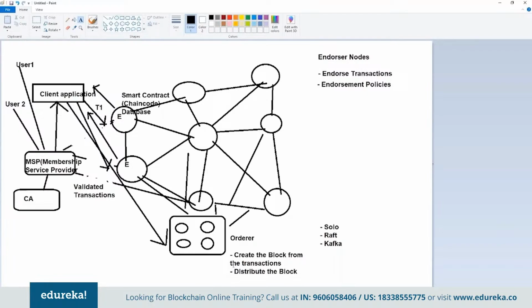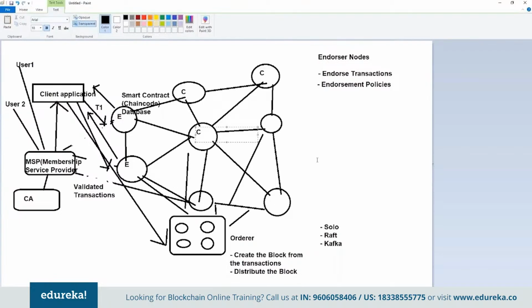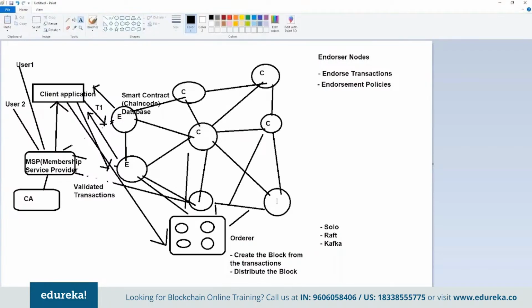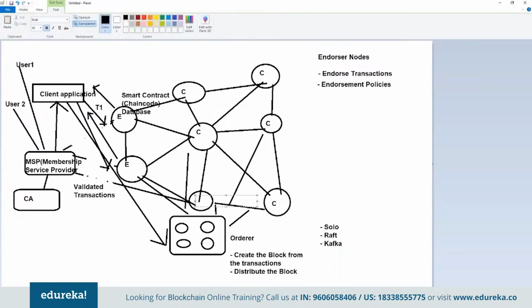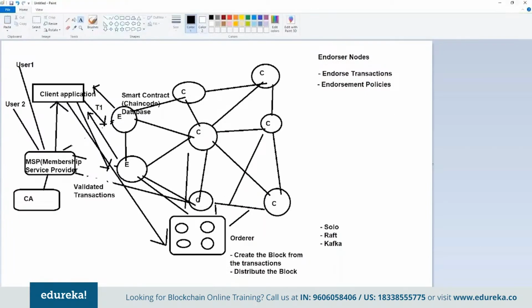Now, these blocks will be received by the endorser also. These blocks will be received by these nodes. Now, these nodes are known as committer nodes. What they will do is they will get the block from the ordering service. They will verify whether the transactions that are part of that block are endorsed by the endorser or not, whether they have correctly been distributed by the ordering service or not. And once they verify this information, they will update their blockchain database, and the transaction will be committed to the blockchain. So this is the overall flow of your transaction in a Hyperledger Fabric network.